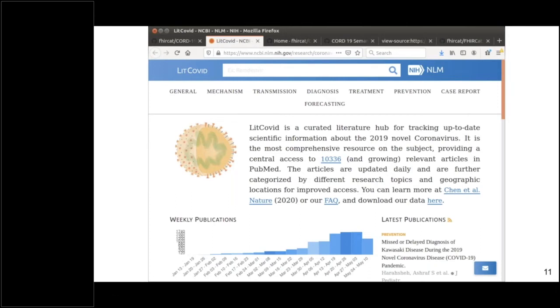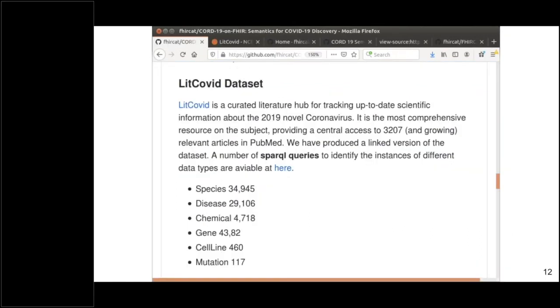And then finally, LitCovid is another data set produced by the National Institute of Health, NCBI, that also has produced a curated set of literature around COVID. And so another thing that we did was we did this same process, taking that body of literature, that data set, and again applying semantic annotations to that, and turning that into FHIR RDF. So in the LitCovid data set, these are some numbers of the semantic annotations that we added to that.